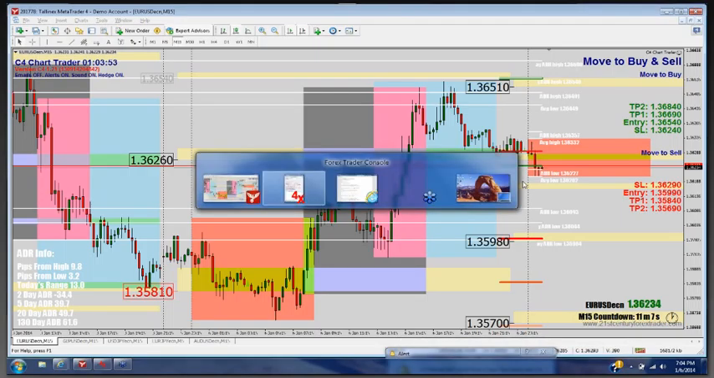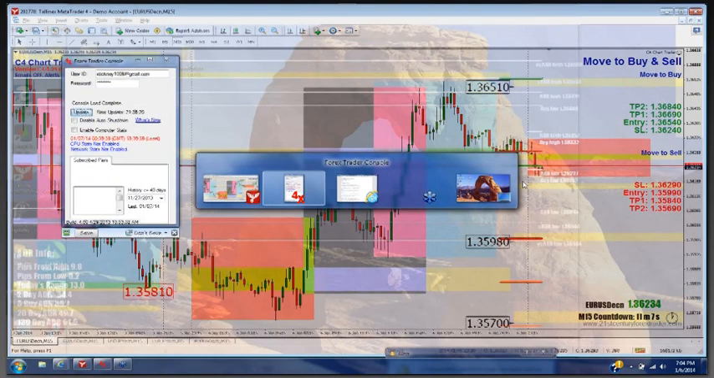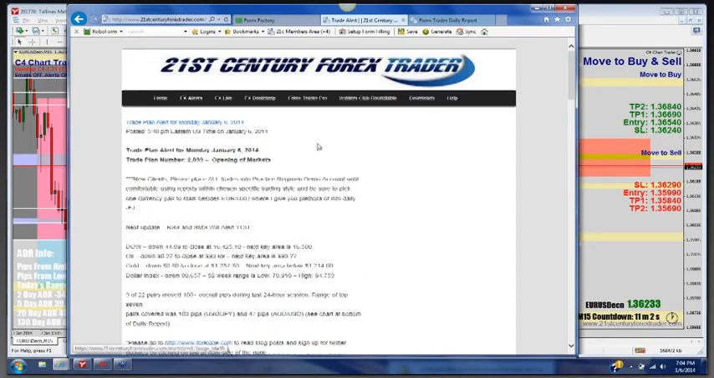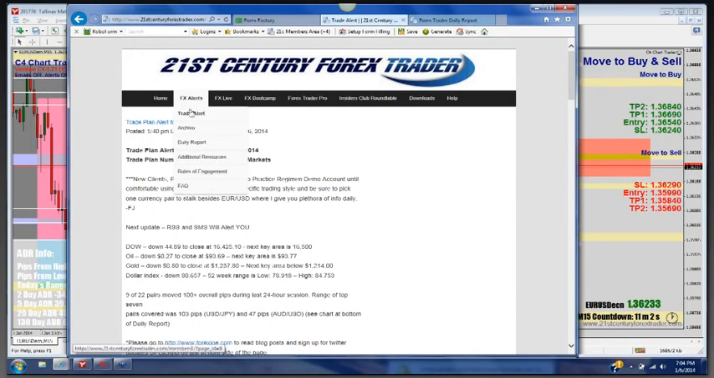The other thing that we should have open for the night is our Forex alert from Forex Joe, and you'll find that in your members area by going to Forex alerts and then clicking on trade alert, and the very top one that pops up would be the most current alert. This is in this case for Monday, January 6th.